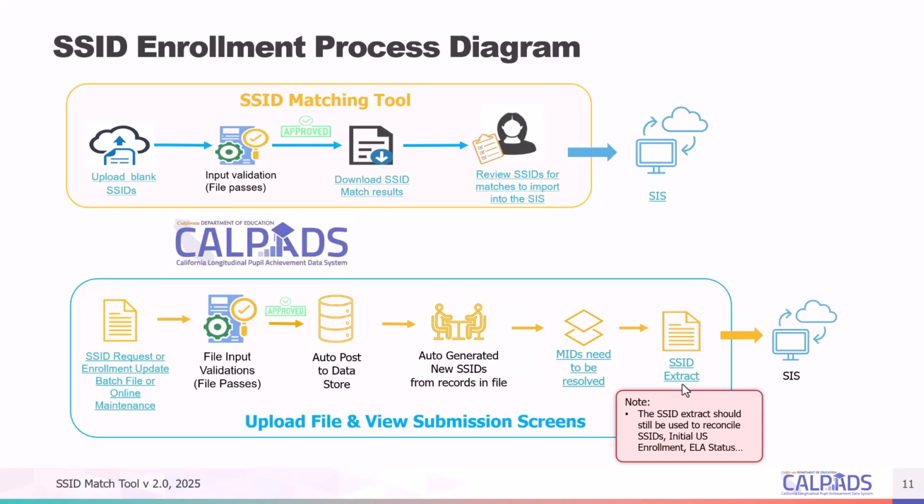It also allows us to find any discrepancies in the initial U.S. school enrollment start date that will be submitted in the student information submission. But again, the most significant function of the SSID extract at the end of the SSID enrollment process is that it allows us to take those newly assigned SSIDs and upload them into our student information system. So now let's jump right into the demonstration.